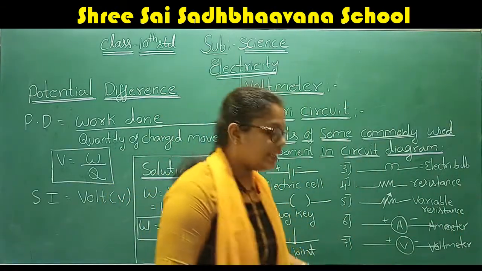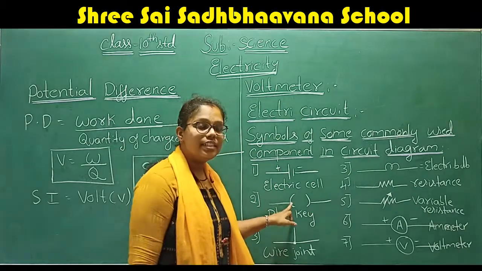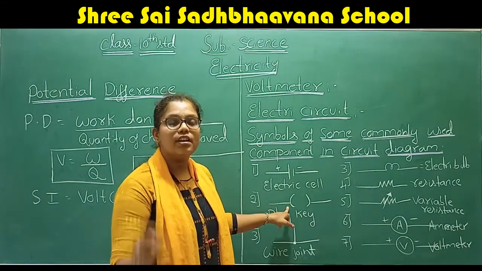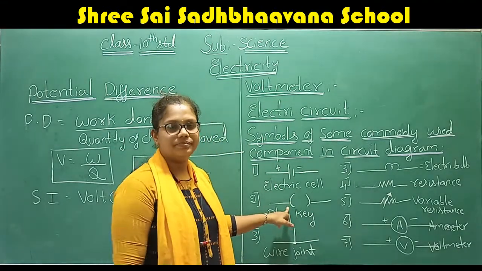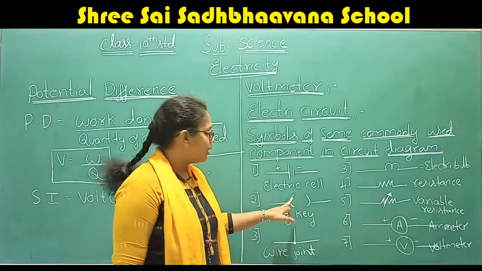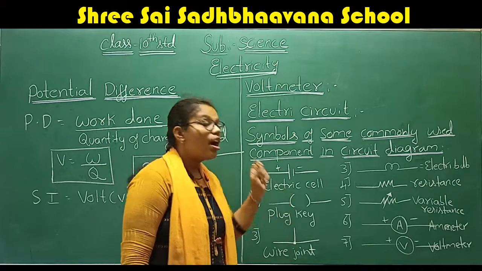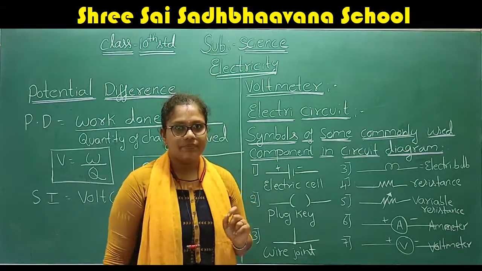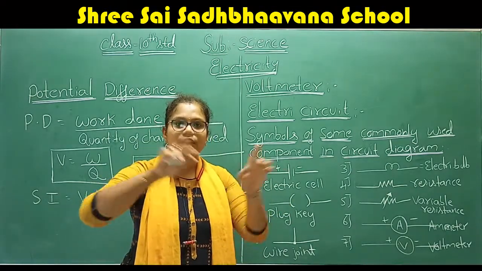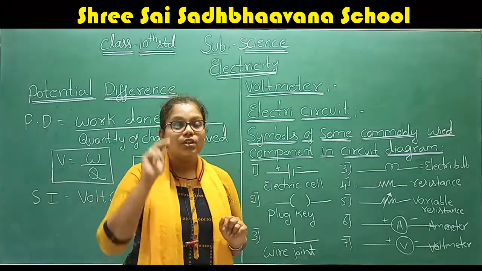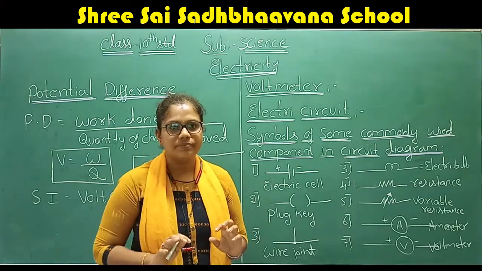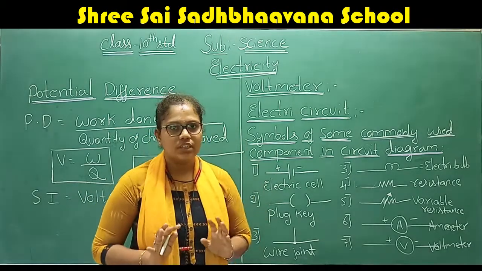If the plug key is like this type, we call it an open plug key. In the circuit, if you see this type of symbol, it indicates an open plug key. That means the circuit is open. No electricity is passed there. That is the open circuit.